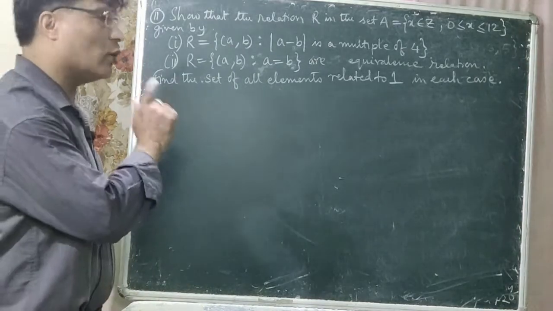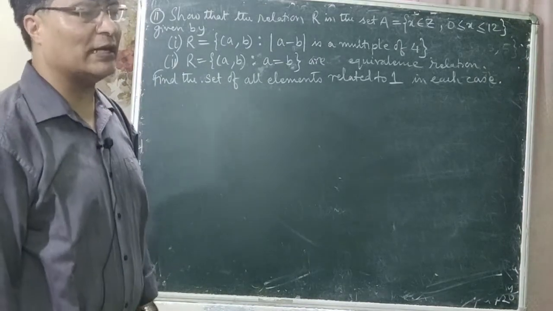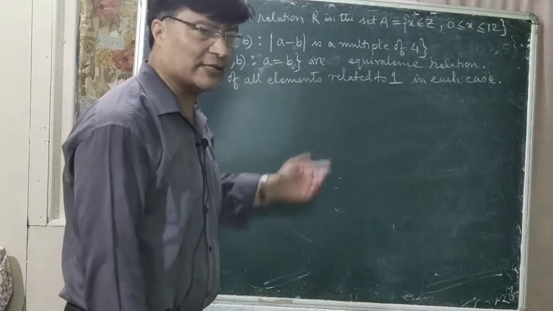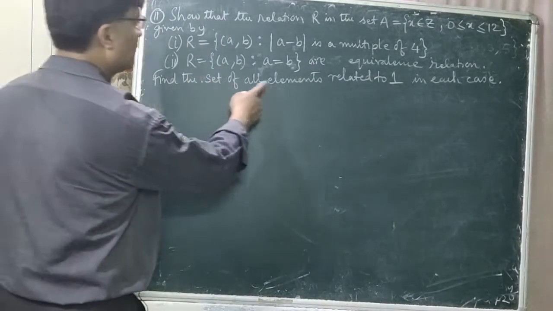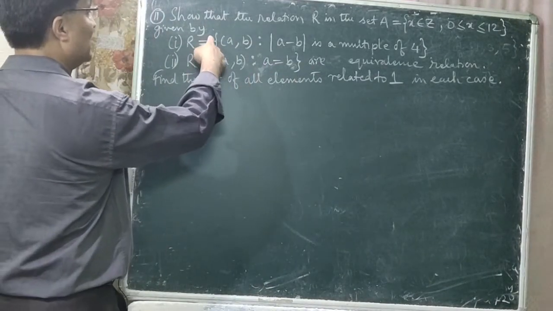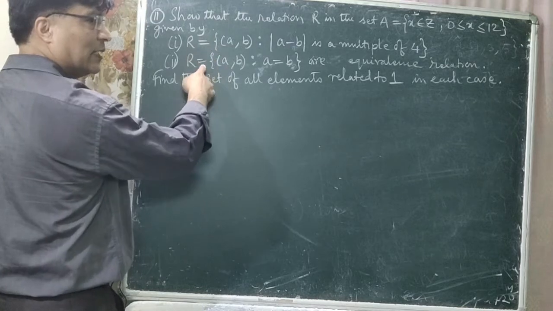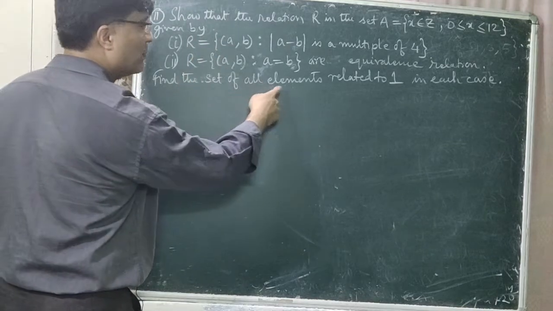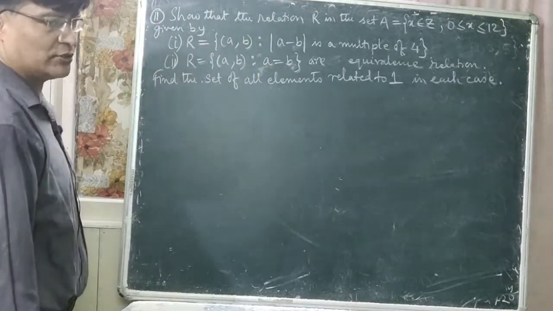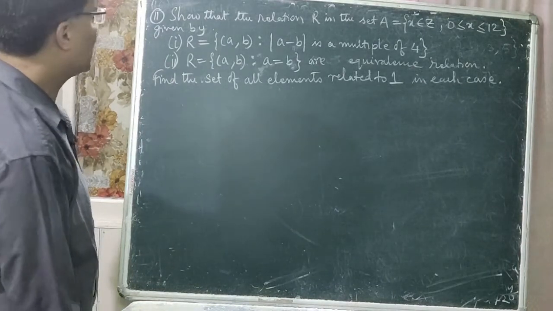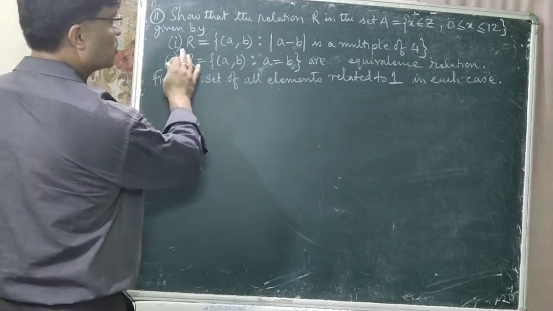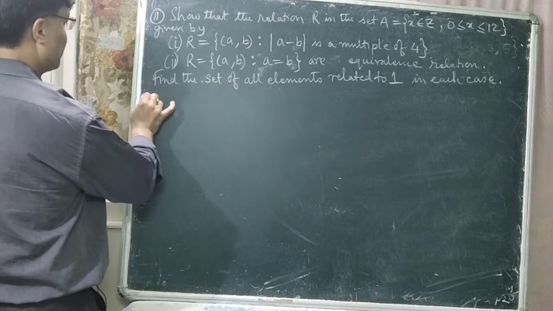Also you have to find out the set of all the elements related to 1 in each case. Okay. So now let us do number 1 first. You have to show that it is an equivalence relation.